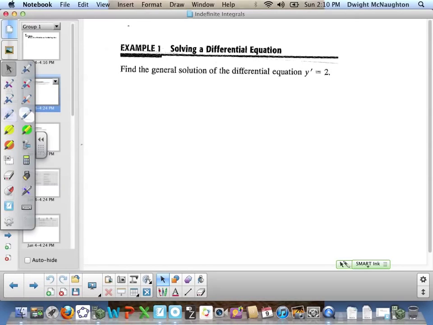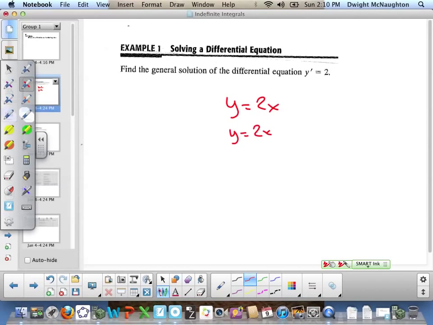All right, well, one function that has a derivative of 2 is 2x. Another function that has a derivative of 2 is y equals 2x plus 1. Another function, y equals 2x plus 2. There's an infinite amount of solutions to the differential equation y prime equals 2.